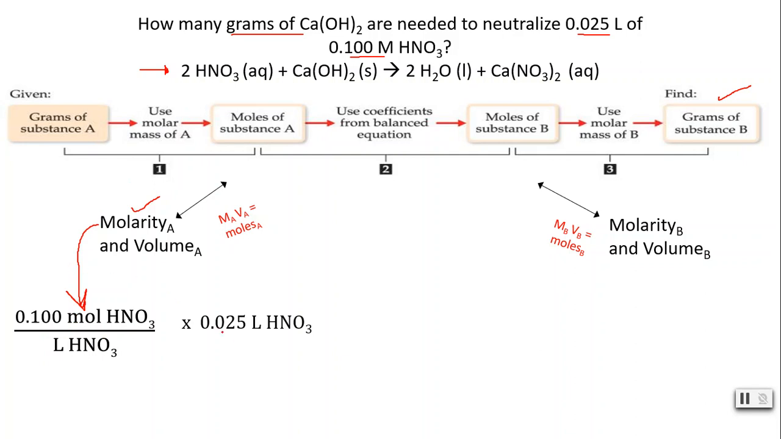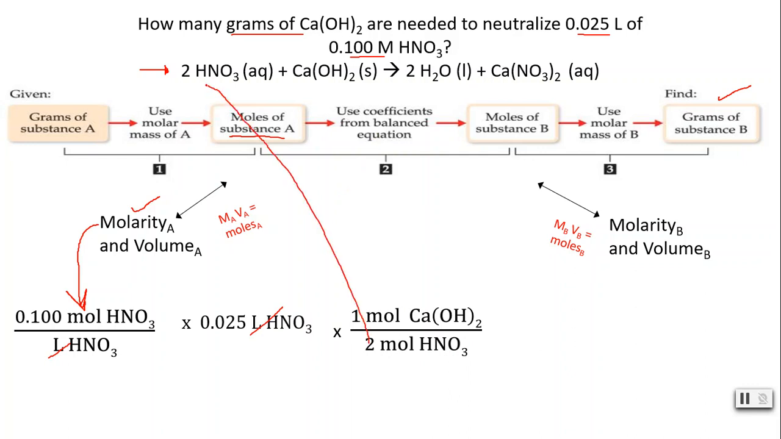And when you multiply that by the volume that's given in the problem, your units cancel. You're left with moles of HNO3. So we are now at moles of nitric acid. We can then use the coefficients of the balanced chemical equation to go from moles of HNO3 to moles of calcium hydroxide. That's the species we're looking for. And so from the balanced chemical equation, we see for every 2 moles of HNO3, we have 1 mole of calcium hydroxide. So we write that, so our mole units cancel.